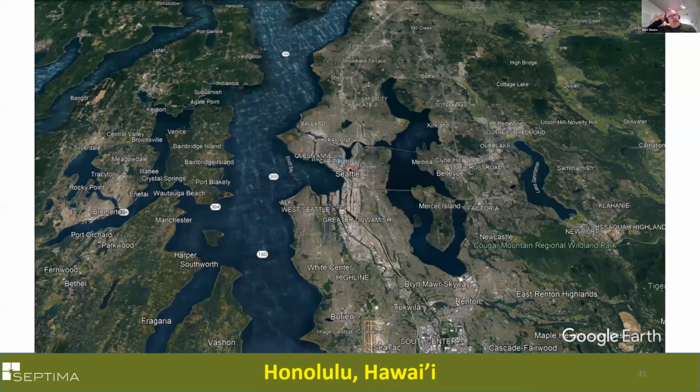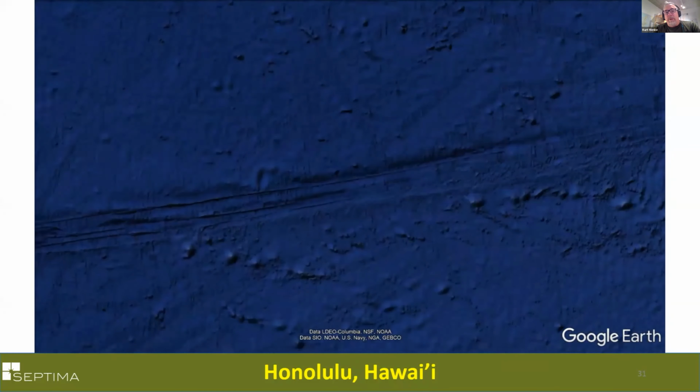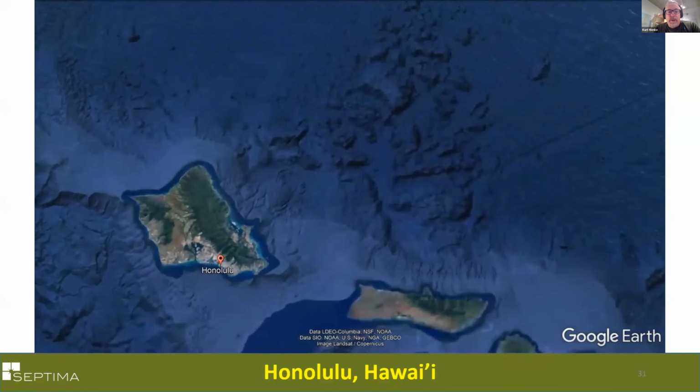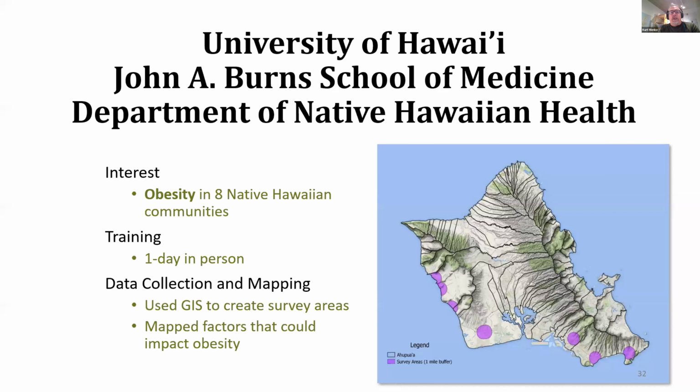From there, we went to Honolulu, Hawaii for another case study, because we had other connections with Native Hawaiian populations in Oahu. We were working with the John A. Burns School of Medicine, and they were interested in obesity in Native Hawaiian populations. The first thing they did was use QGIS to buffer the center of their communities by 2 miles, I think it was, maybe it was 1 mile, it says right there in the legend. So these are the Native Hawaiian communities that they wanted to survey. They used QGIS to make their study area design.